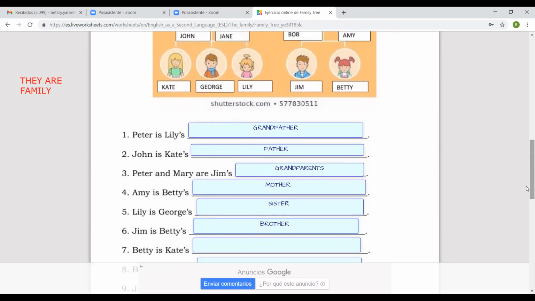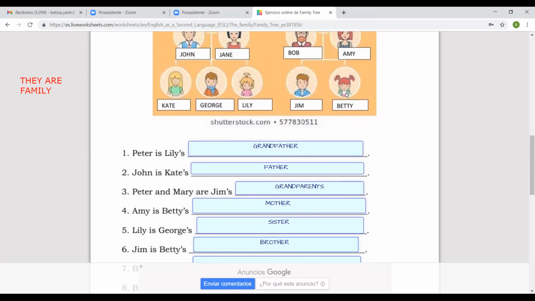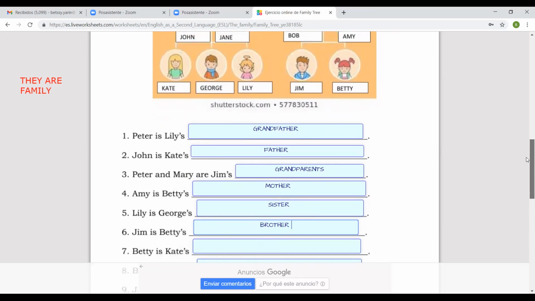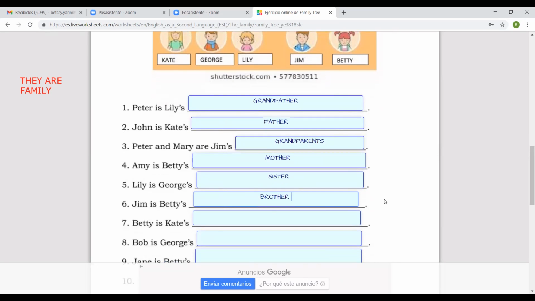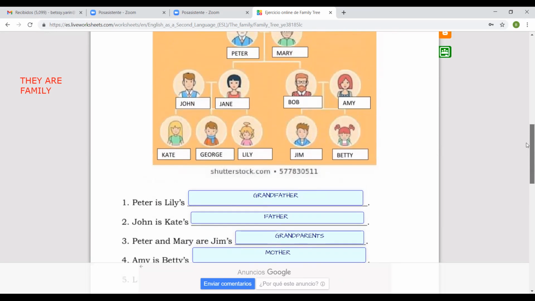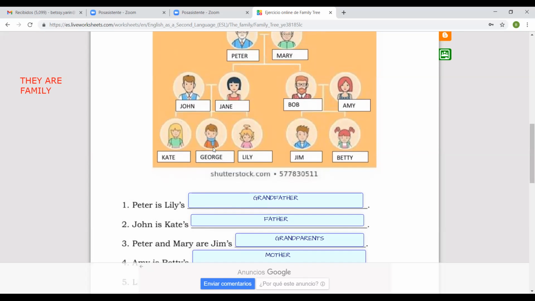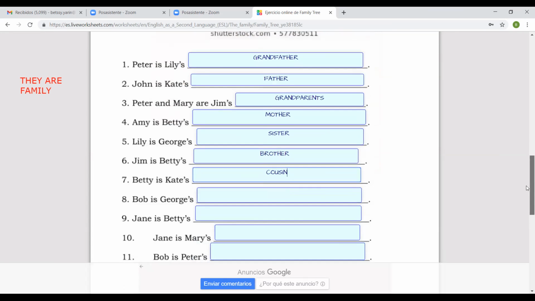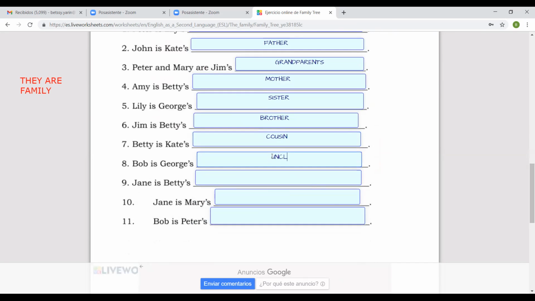Okay, so we have this. Betty is here and Kate is here. What about in this? If you don't know in English, maybe you can say in Spanish, okay? Cousins. Betty is cousin. Yes, cousin. Excellent. What about in number 8? Bob is George's uncle. Excellent. Very good. Bob is George's uncle.